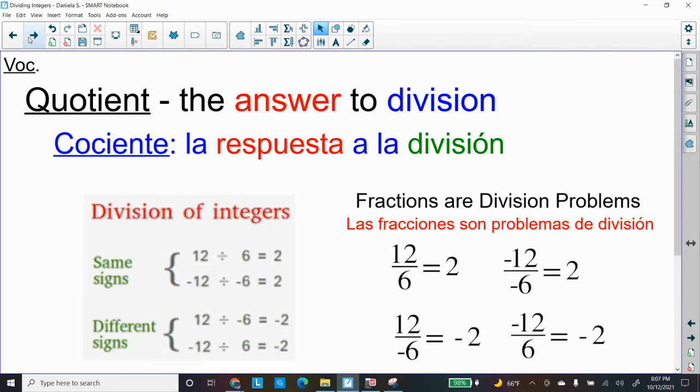All right, let's get going. Our first vocabulary word is quotient. Since we are dividing integers, the quotient is the answer to division. So a couple things you should know about it.